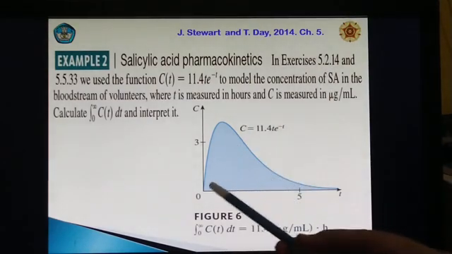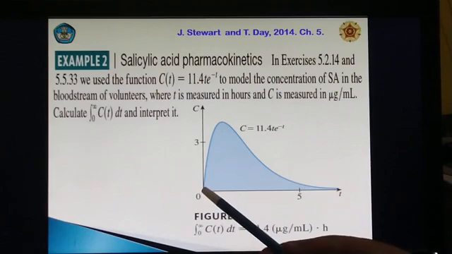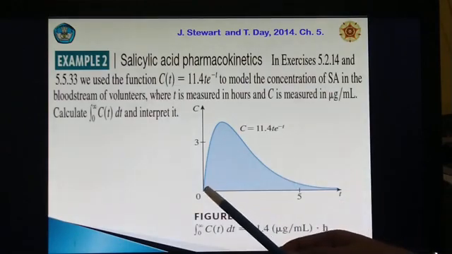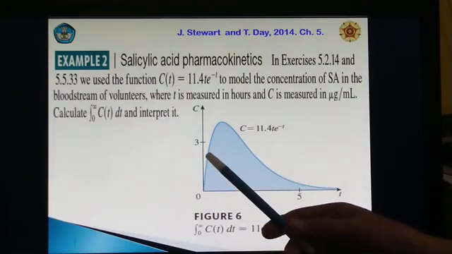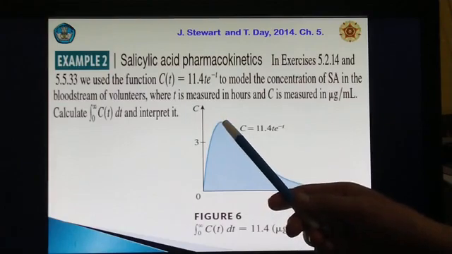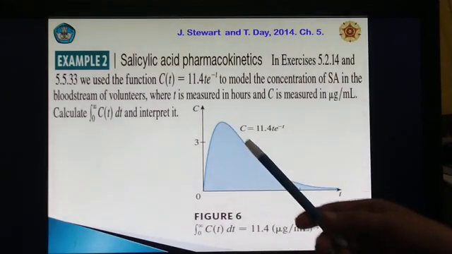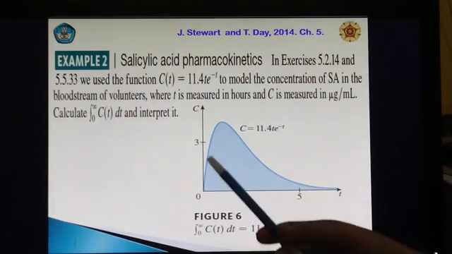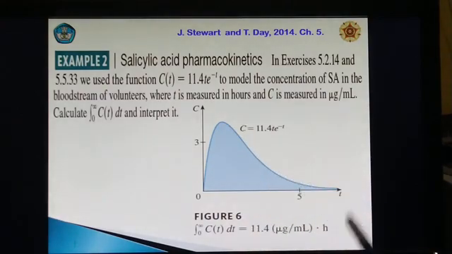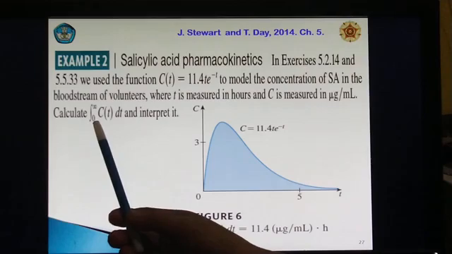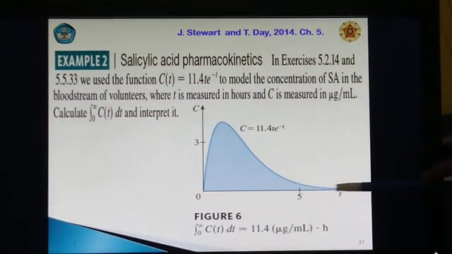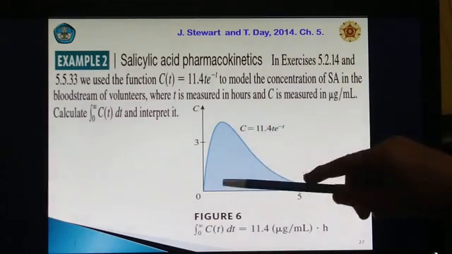If we look at the graph of C(t), it is just the following. At first, the concentration of SA in the bloodstream is 0, and then it increases very fast, tends to a maximum value, and then decreases, tending to 0. By using this curve, we can interpret that the integral of C(t) dt from 0 until infinity represents the area of the blue shaded area. This is the shaded area, the blue one.